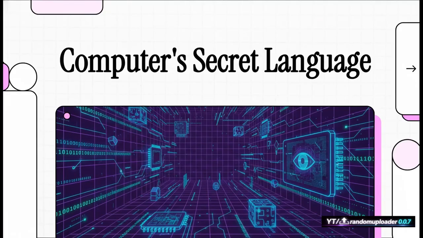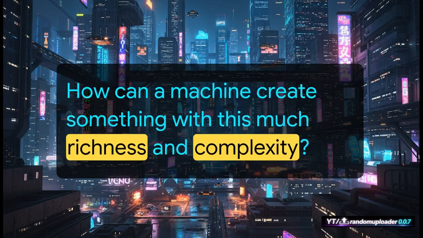Have you ever just stopped and really looked at the screen you're on right now and wondered, how does it do all this? It's pretty amazing, right? Well, it all comes down to a kind of secret language, and today we're going to learn how to speak it. I mean, seriously, just look at this image, the colors, the lighting, and the sheer complexity of it all. How in the world does a machine, a box of circuits and wires, create something this beautiful?